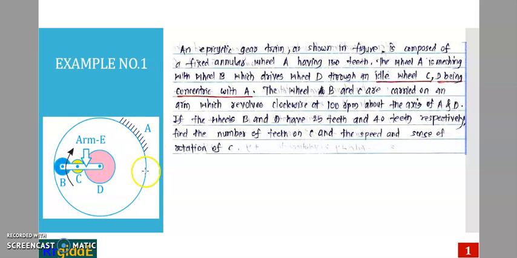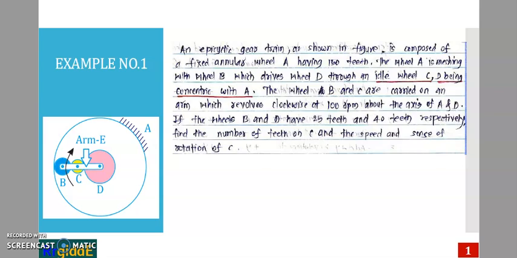Gear A is an annular gear, in mesh with gear B. Gear B is in mesh with C, and C is in mesh with D, and this one is the arm. Now, for this epicyclic gear train, we need to find out the number of teeth on C and the speed and sense of rotation of C.